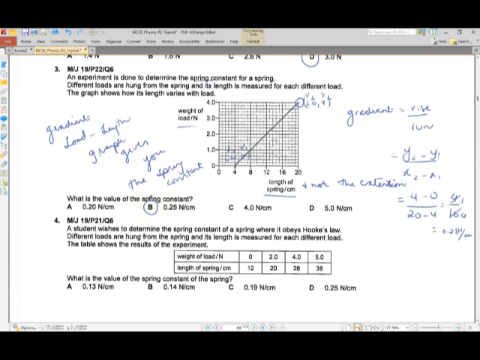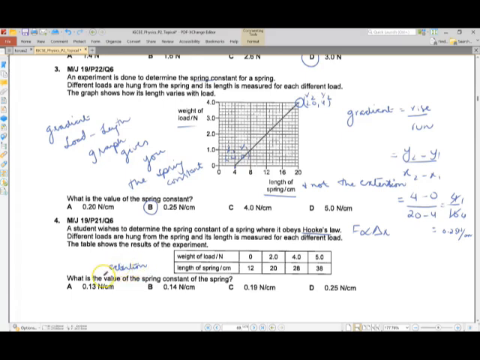Okay. Question number 4. A student wishes to determine the spring constant of a spring where it obeys Hooke's law. Different loads are hung from the spring and its length is measured for each different load. The table shows the result of the experiment. Weights of the load, that is load, and length of the spring are being given. The spring obeys Hooke's law, so this means that force is directly proportional to extension. Now keep in mind the fact that over here length is being mentioned and the extension is not being mentioned.